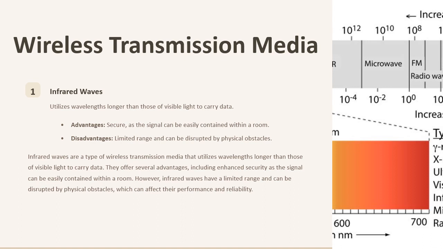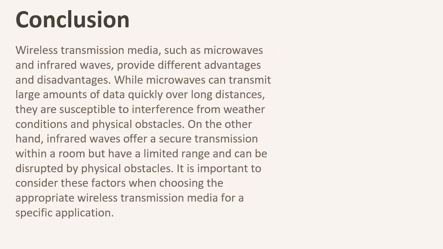Infrared waves are a type of wireless transmission media that utilizes wavelengths longer than those of visible light to carry data. They offer several advantages, including enhanced security, as the signal can be easily contained within a room. However, infrared waves have a limited range and can be disrupted by physical obstacles, which can affect their performance and reliability. Now let us conclude.